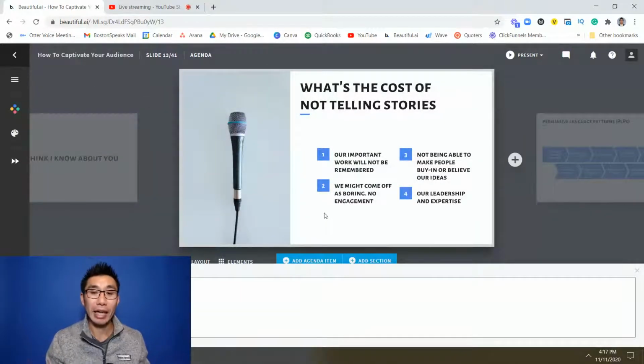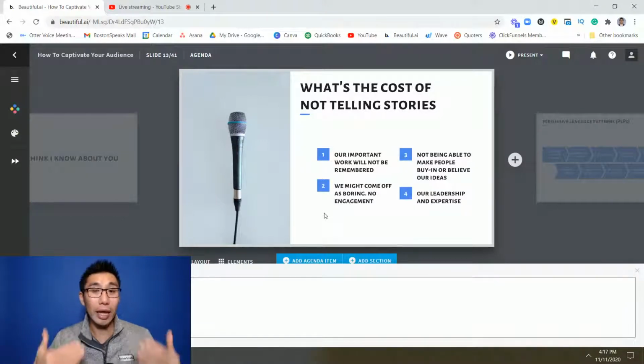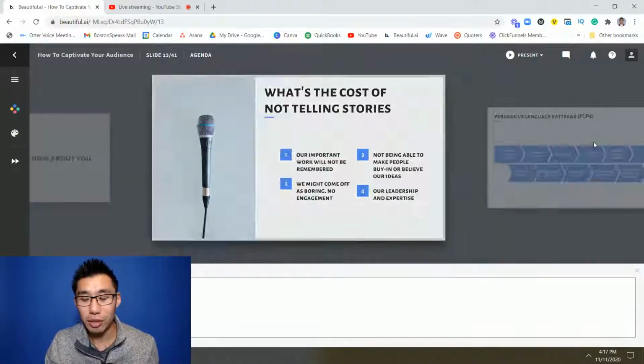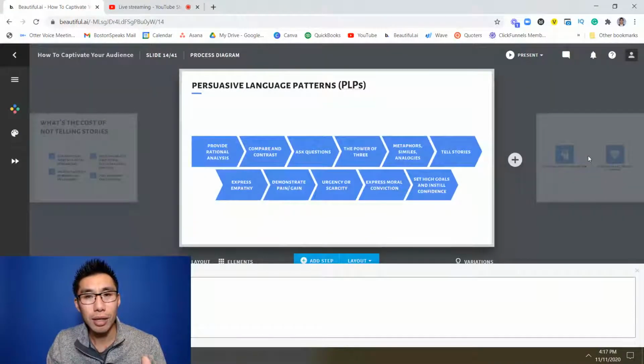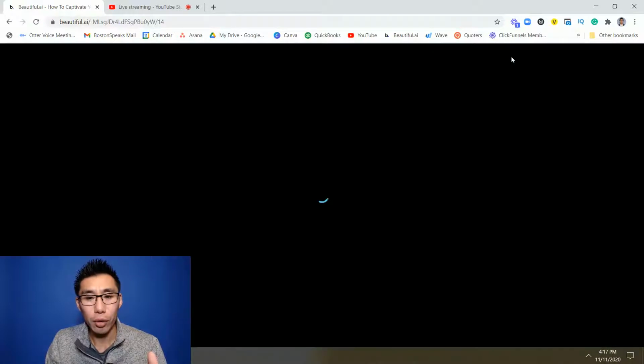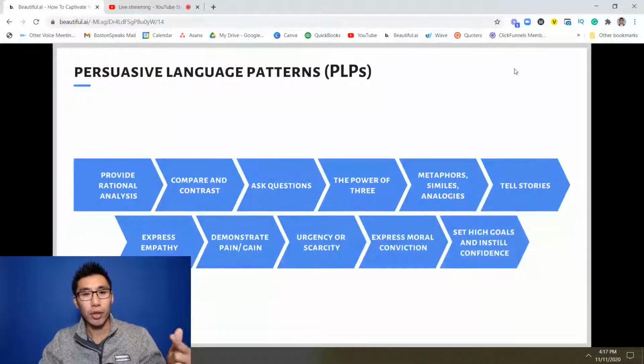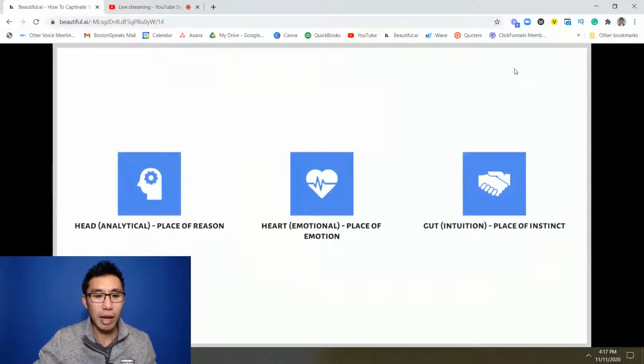Demonstrate pain and gain. So what's the cost of not telling a story? And what can we gain from telling stories? Do you all see how powerful this is right now? So persuasive language patterns. Now, earlier, I'm going to come back. Earlier, you know how I said we need to talk to the head, the heart, and the gut? Well, using these methods, that's exactly how you speak to the head, heart, and gut.